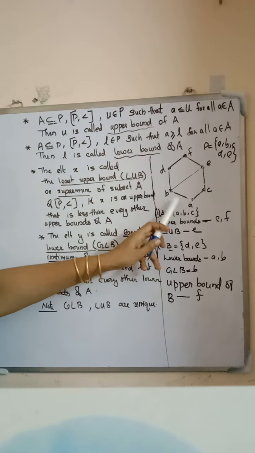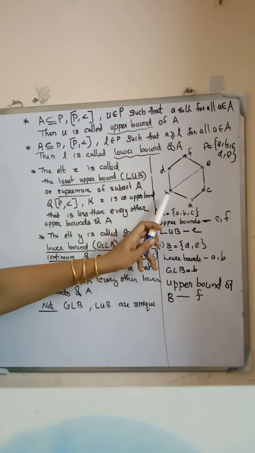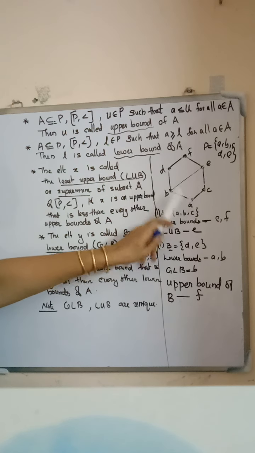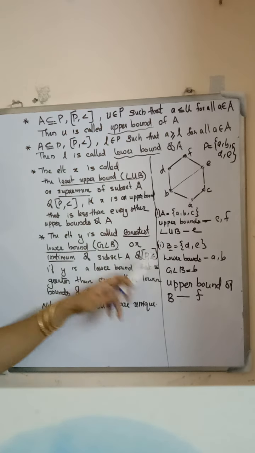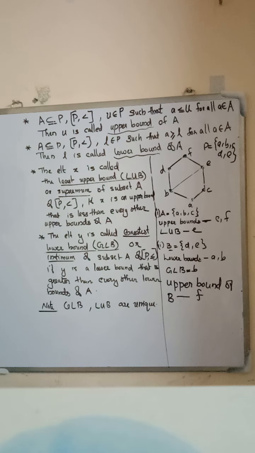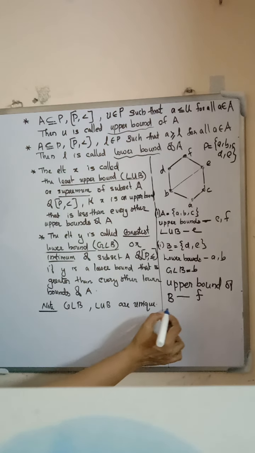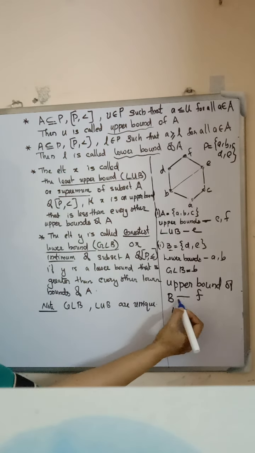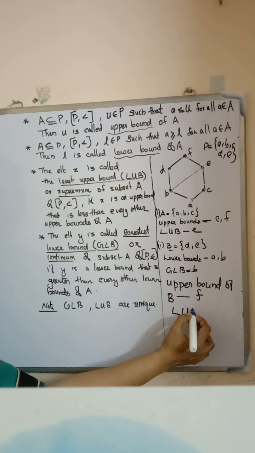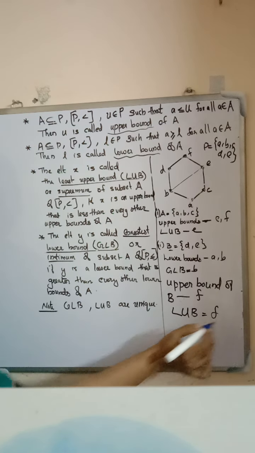Here from the Hasse diagram, it is clear that B is greater than A. Therefore, definitely B is the greatest lower bound. Here, for the least upper bound, the upper bound is only F. So the least upper bound is definitely F. Okay.